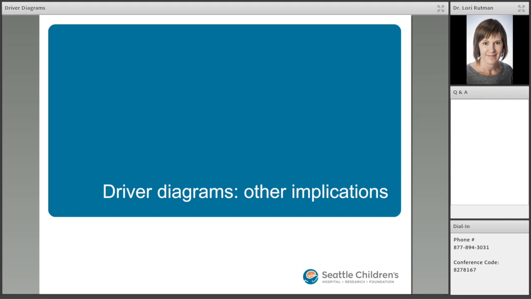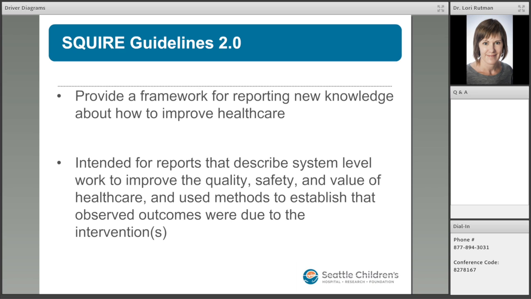So piggybacking on that last example of a driver diagram in publication, I'd like to wrap up today's webinar with some thoughts really on the utility of driver diagrams if and when you're considering publishing a QI manuscript. So the SQUIRE guidelines, this is really just kind of a teaser to the SQUIRE guidelines. For those of you who have never heard of them, they are kind of a framework for reporting new knowledge about how to improve healthcare.